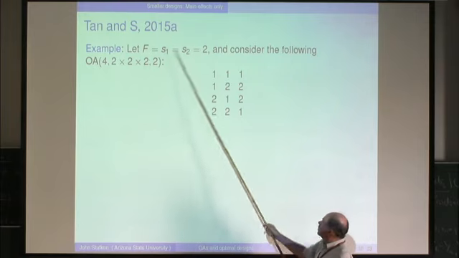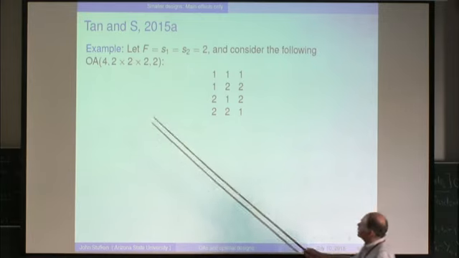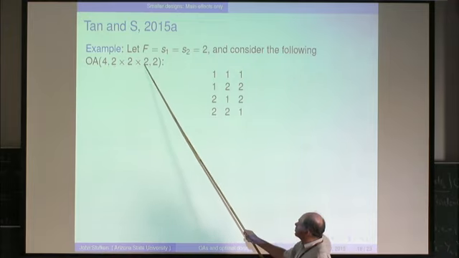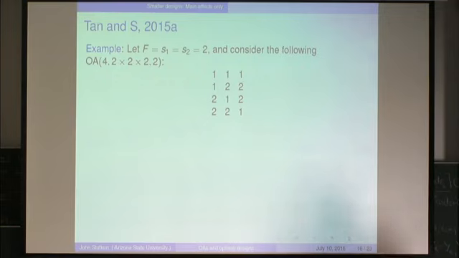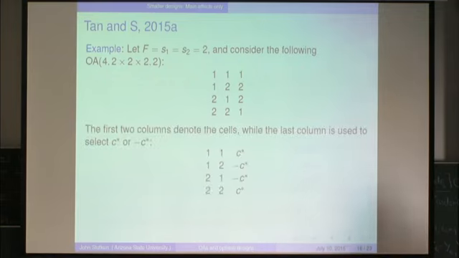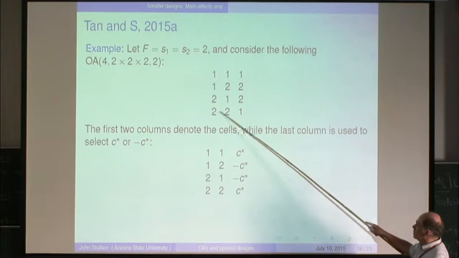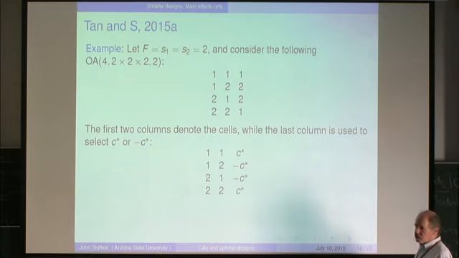Suppose I have 2 factors, each with 2 levels, and I take an orthogonal array that has 2 levels, but it has an additional third column with 2 levels. So here it is. This is an orthogonal array. And so what I would do is the first 2 columns, they tell me what the cells are: 1, 1, 1, 2, 2, 1, 2, 2, right? And the third column tells me whether I should take C star or minus C star. So wherever I see a 1 over here, I take C star. Wherever I see a 2 over here, I take minus C star. And that gives me a d-optimal design.